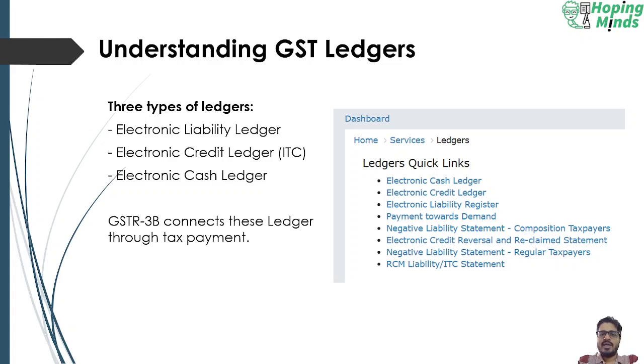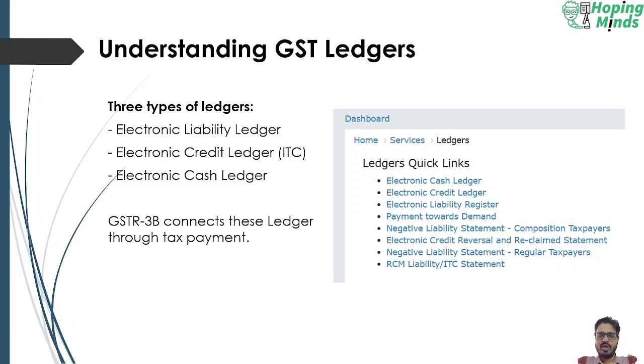Then electronic credit ledger. The electronic credit ledger gets credited the moment we claim the input tax credit in our GSTR 3B return, and once we utilize the input tax credit to pay off our output tax liability, the electronic credit ledger gets debited and the remaining balance appears in the running balance column. Then electronic cash ledger. Any cash deposited by the taxpayer will appear in the cash ledger and this cash ledger can be used to pay off the tax, interest, late fee and penalty.